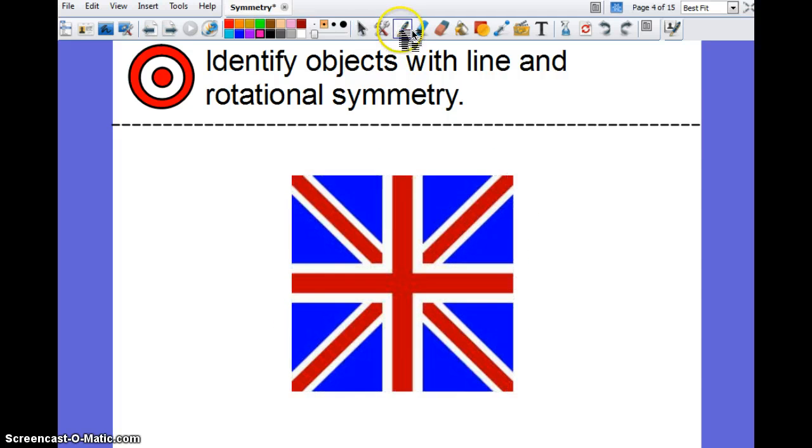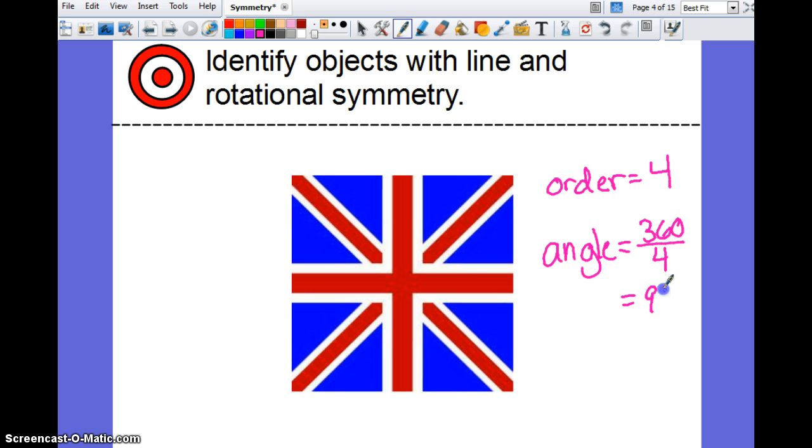So how many times was that clicked around? What's my order? Go ahead, yell it out. Nice and loud. Yeah, so the order is 4 in this case. So that means my angle is going to be 360 divided by 4, or 90 degrees, which makes sense because it's basically a square with stuff inside of it. So our square that we did before had order of 4, angle of 90 degrees. So does this guy.